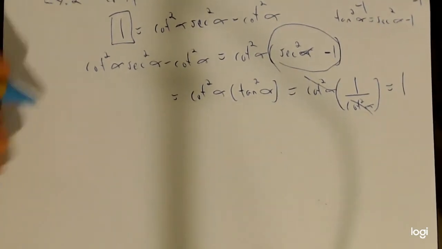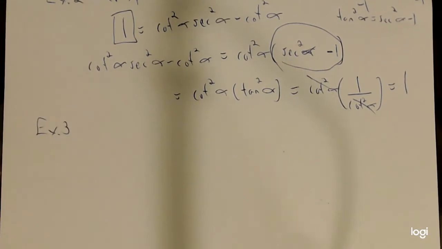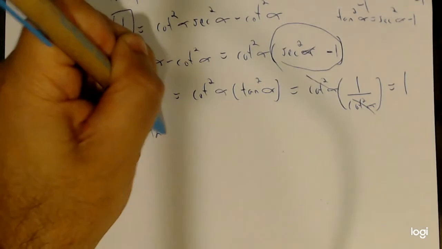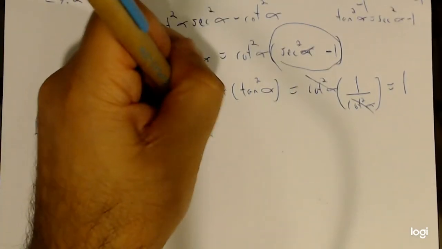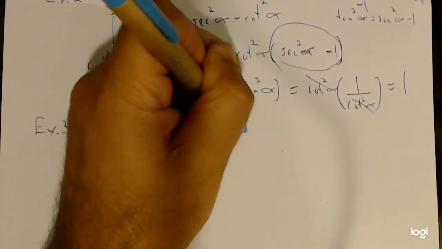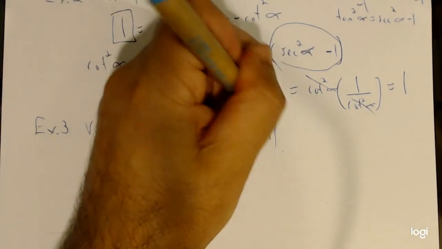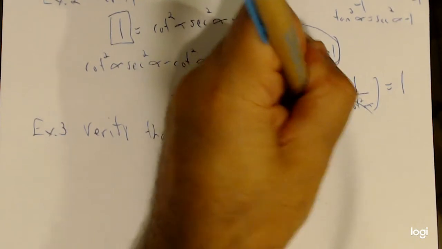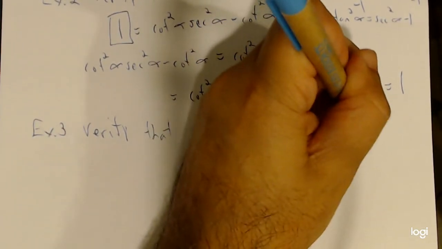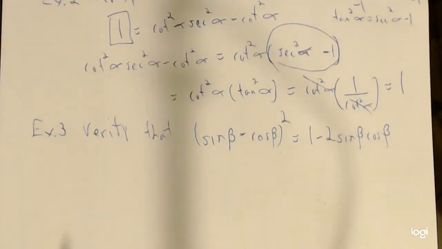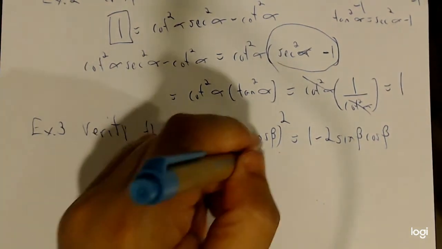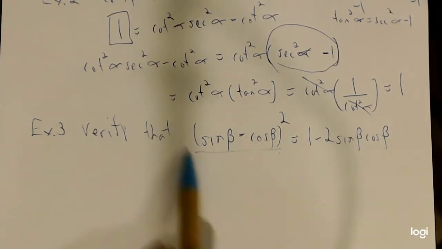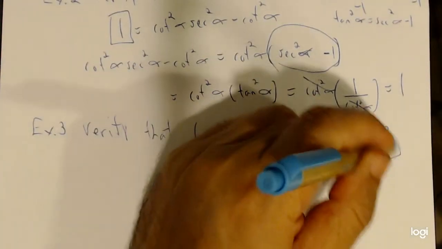So let's look at our third example. So example 3, which says verify that sine of beta minus cosine of beta, squared, is equal to 1 minus 2 sine of beta cosine of beta. Okay, now from these two, to me the left side looks more complicated. How come? Because I can go ahead and square this out. Okay, so I'm going to make this my target.